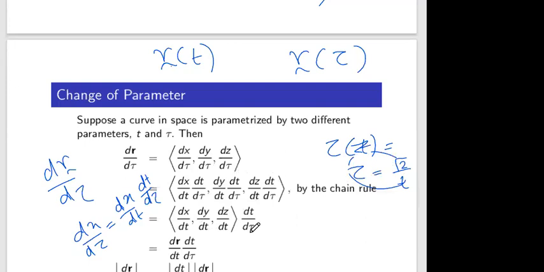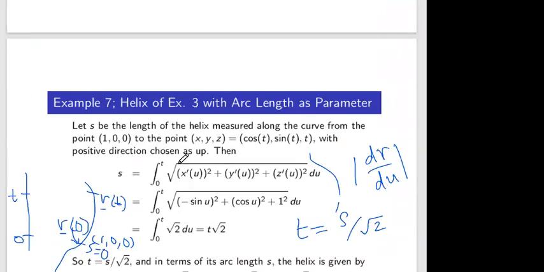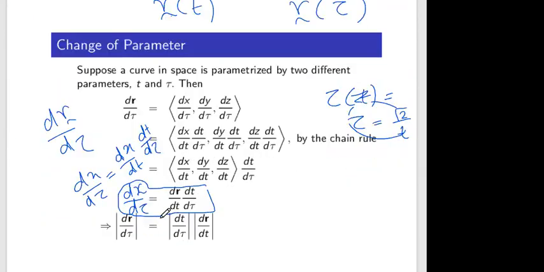If you know this conversion, you can find this very easily. Then dr vector r by d tau is equal to this. This is chain rule basically. If you have a vector function and a different variable, you can apply chain rule for vector functions. Now if you consider the magnitude, it is the product of magnitudes: the magnitude of this scalar and the magnitude of this vector. Got it?